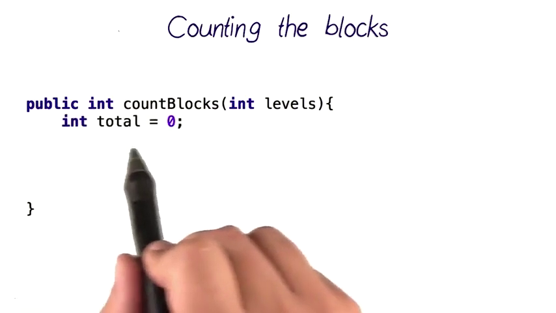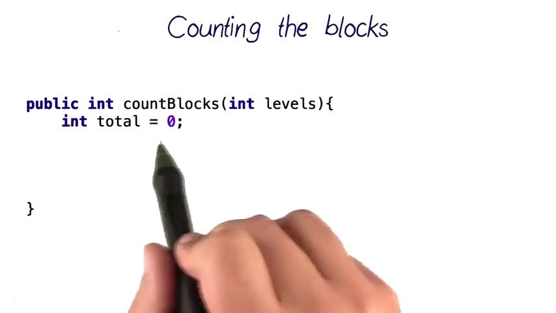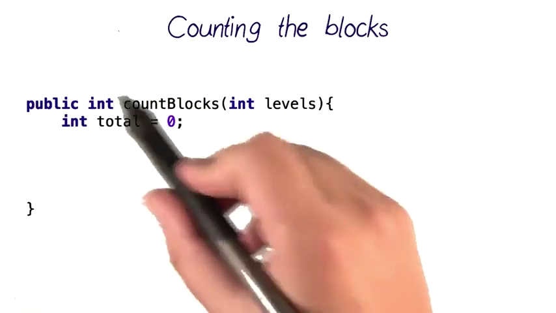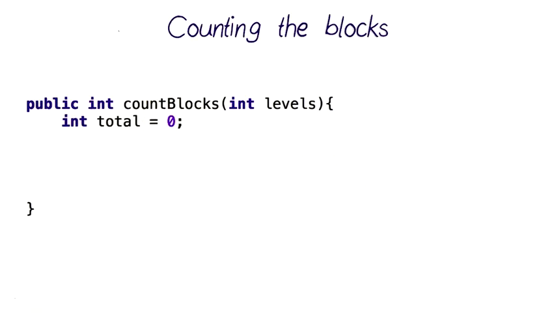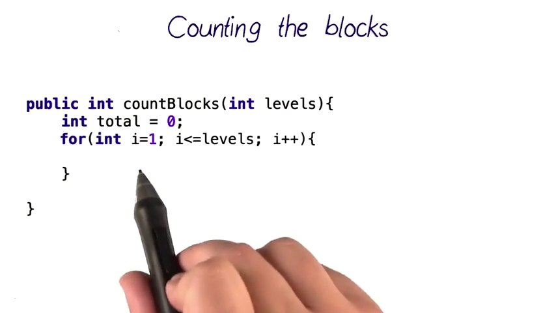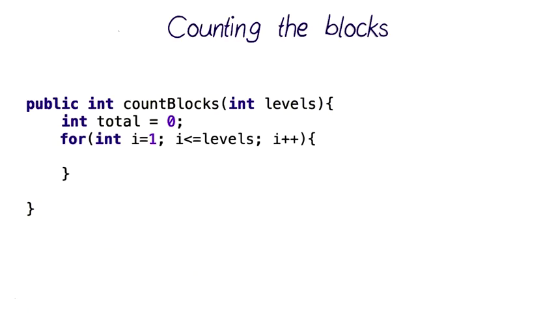The first thing we need to do is declare and initialize this total variable here. This will keep track of the number of blocks it needs to build the entire pyramid by adding every level one by one. Then we start a loop that counts from 1 to the number of levels in this pyramid, and the increment is just I++.